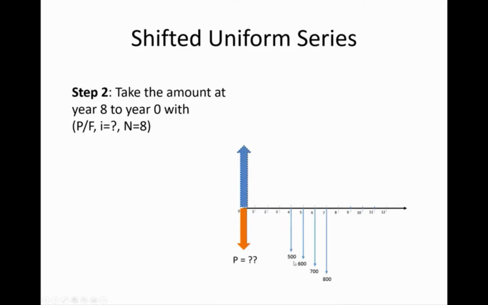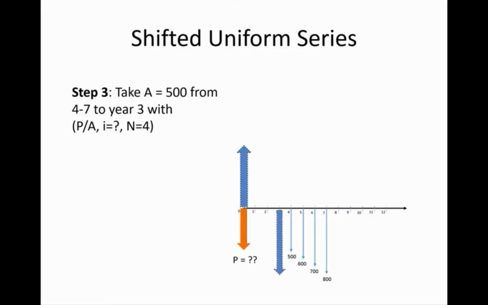The gradient, here is our 0G, 1G, 2G, 3G. Okay, so first take the annual series of 500 from years 4 through 7 to year 3. So my strategy is find some amount that's equivalent just to the annual series part of that. Okay, so the first arrow that's down is the annual series amount. So we'd multiply 500 by the factor that you look up in the table, the P/A factor, where i equals whatever the interest rate is in 4 periods.